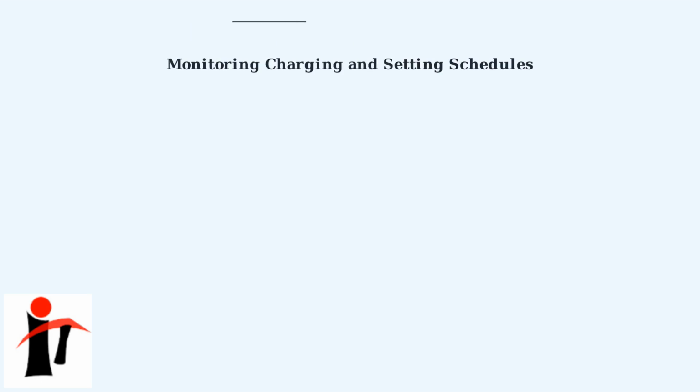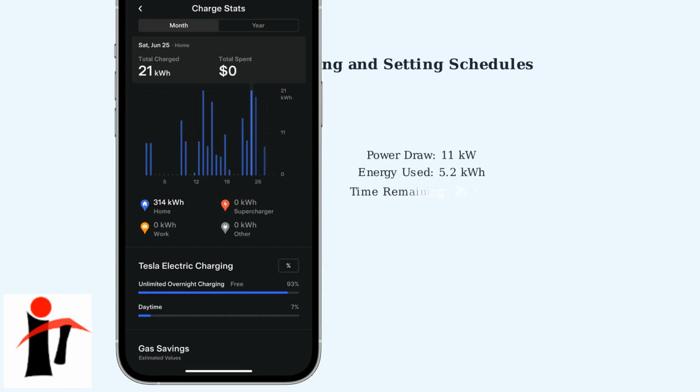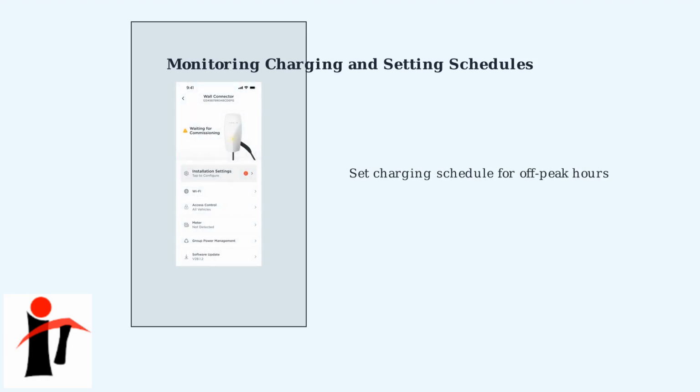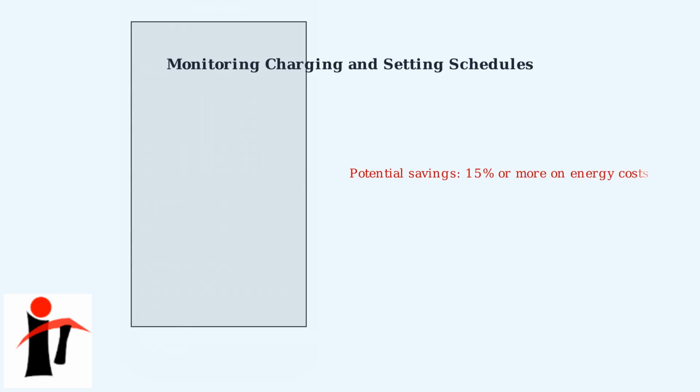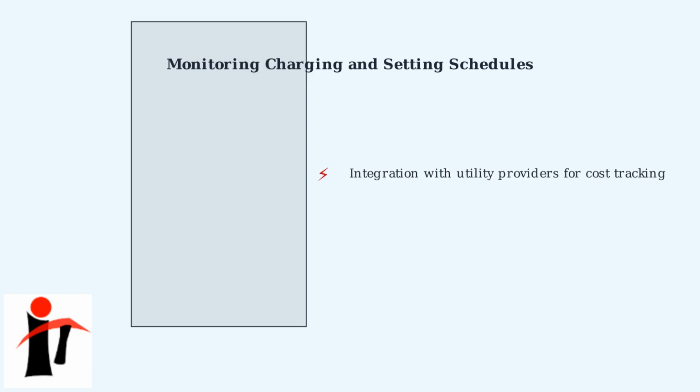After successful pairing, the wall connector will appear in the Charging tab of your Tesla app. You can view real-time metrics such as power draw, energy used, and remaining charging time. Utilize the scheduling feature to charge during off-peak hours. This can save you 15% or more on energy costs. The app also integrates with some utility providers for energy cost tracking.